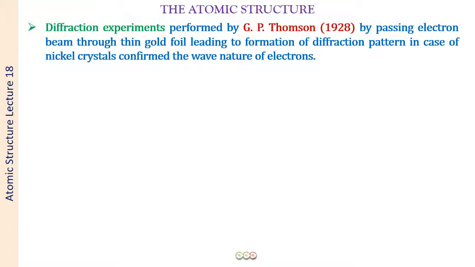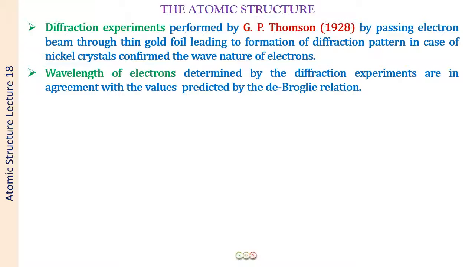Now another diffraction experiment was performed by G.P. Thomson in the year 1928 by passing an electron beam through thin gold foil, leading to the formation of a diffraction pattern, again like that produced by the nickel crystals, and this confirms the wave nature of electrons. And the wavelength of the electrons, which was determined by the diffraction experiments, was in agreement with those predicted by the de Broglie relationship, again proving de Broglie to be right.